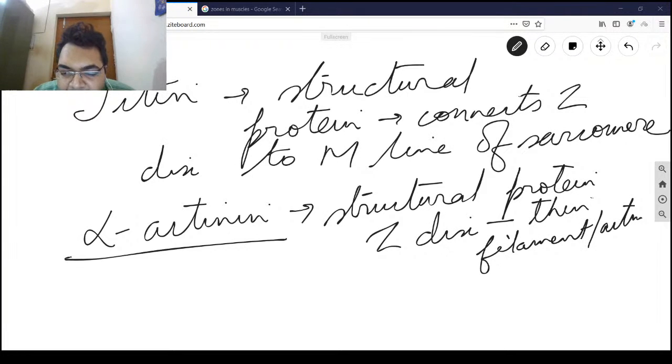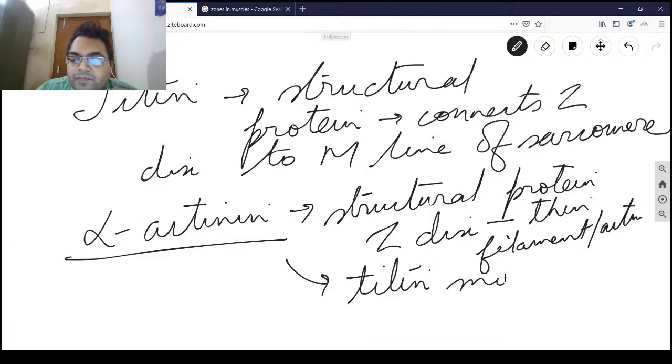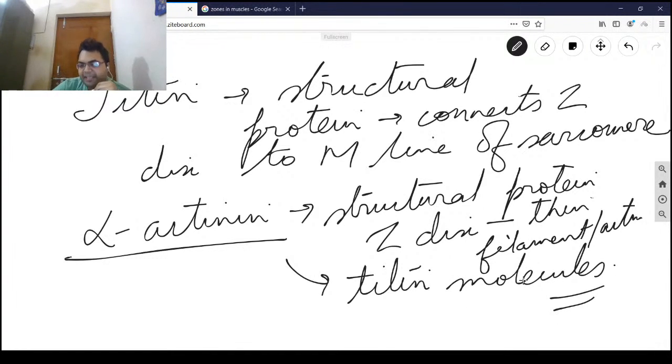Okay, and also it attaches itself to the titin molecules. One more function is that it attaches to titin protein. It attaches to both the actin protein and the titin protein. That is the work of Z disc, because Z disc is what? I told you titin is the structural protein that connects Z disc to M line.